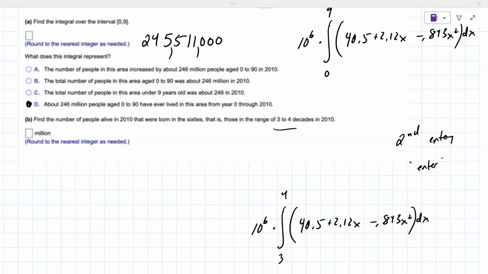That ends up being, I got this, 37.523. Yeah, don't forget that 10 to the sixth in front. Oh, yeah, I forgot that.